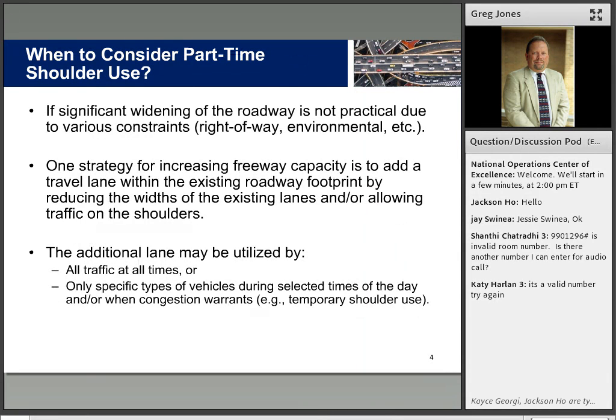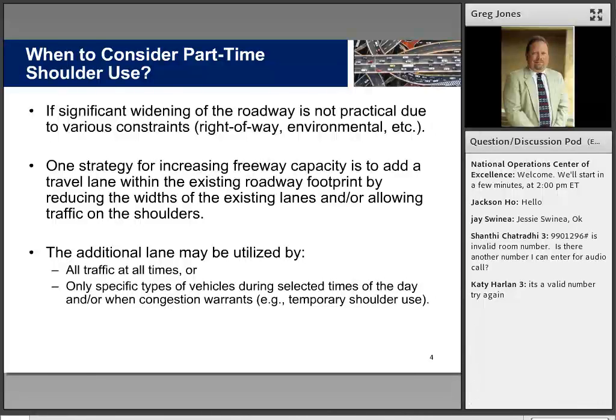So when should you consider part-time shoulder use? Well, if you have capacity issues, one of the first things that you normally look at is to widen and add additional capacity. But as we see in the country many times today, there's various constraints to adding additional capacity.